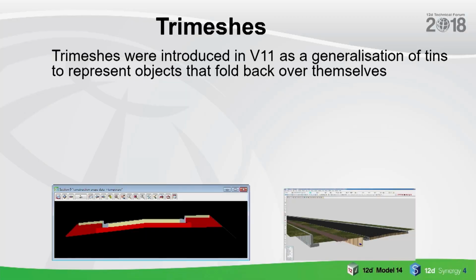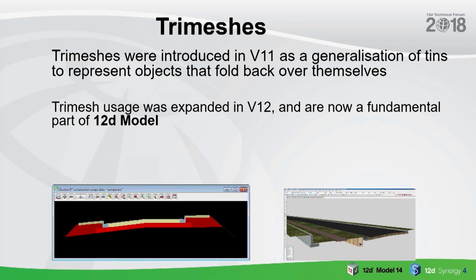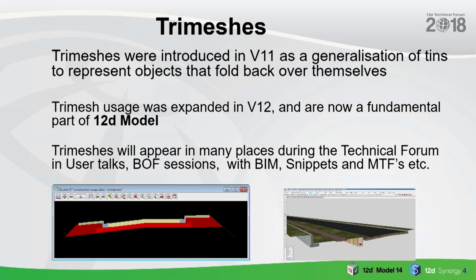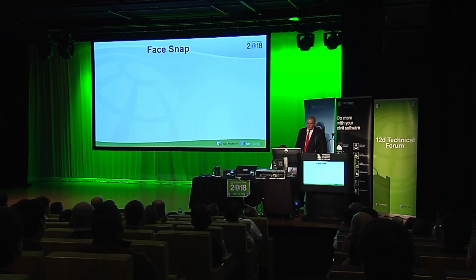Trimeshes, our little friends, were introduced in version 11, so they're just a generalisation of a tin, so we can have things that go around and on top of each other, but basically they've crept into everywhere and they're now a fundamental part of 12D Model. And virtually anywhere where you're talking about doing things that aren't straight tin, you need a trimesh to represent it. So it's a 3D surface. Any 3D surface can be represented as a trimesh. So they become very, very important to us.